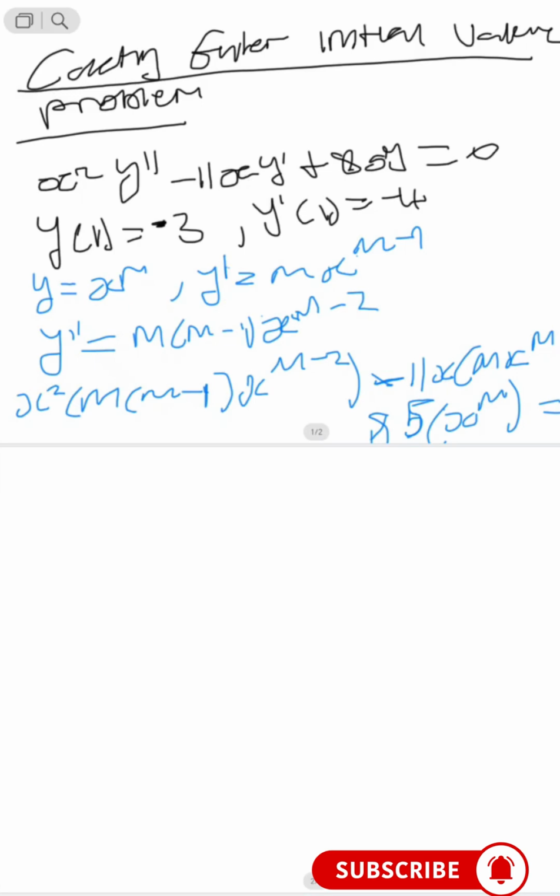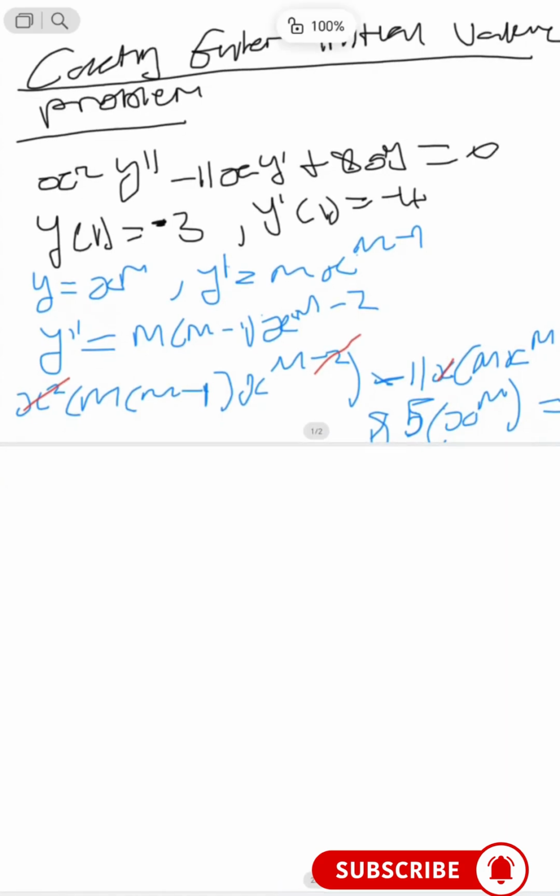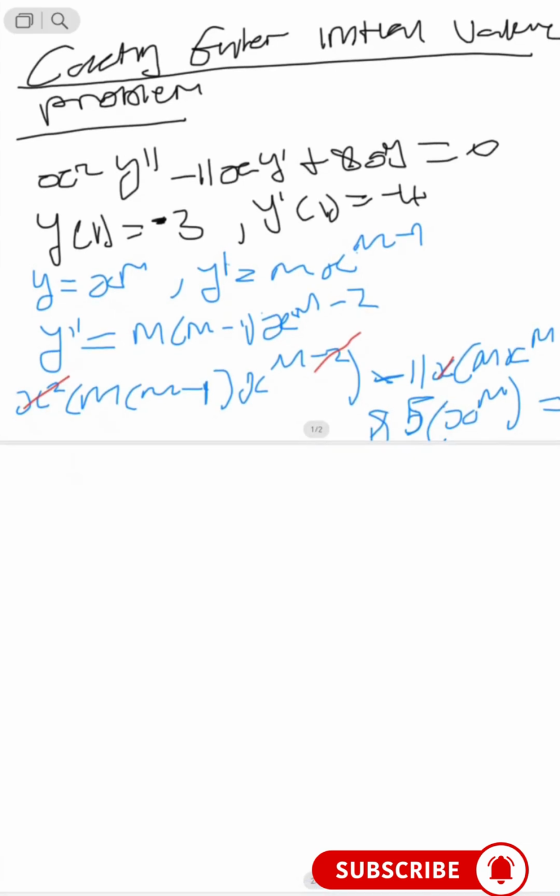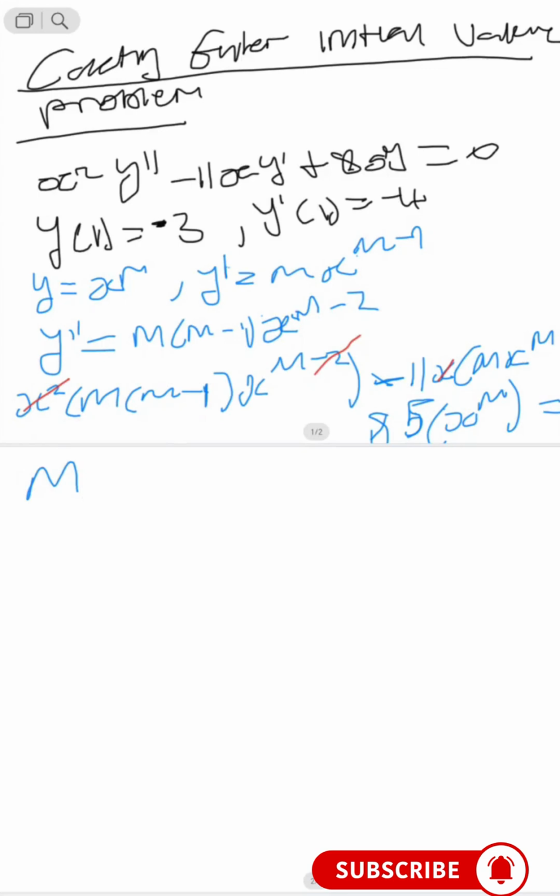So now we know that this x squared is going to cancel with this, and this x is going to cancel with this. Now we're left with m squared x exponent m minus m x exponent m minus 11 m x exponent m plus 85 x^m, which is equal to 0.